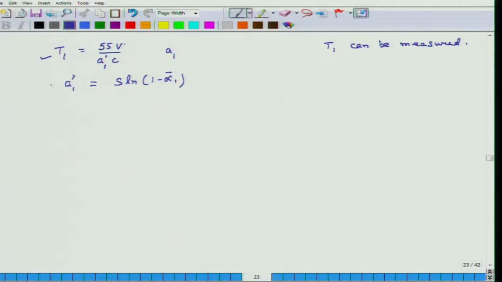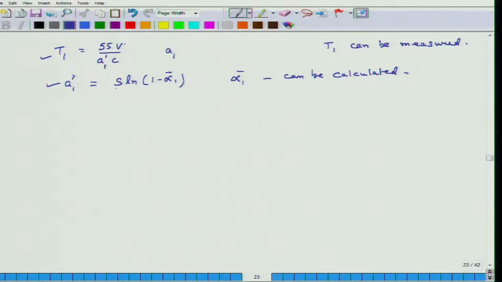So once I know this A1 prime, I can calculate alpha 1 bar, because S is what? It is the internal surface area of the reverb room. So this can be calculated. So alpha 1 bar has been calculated.